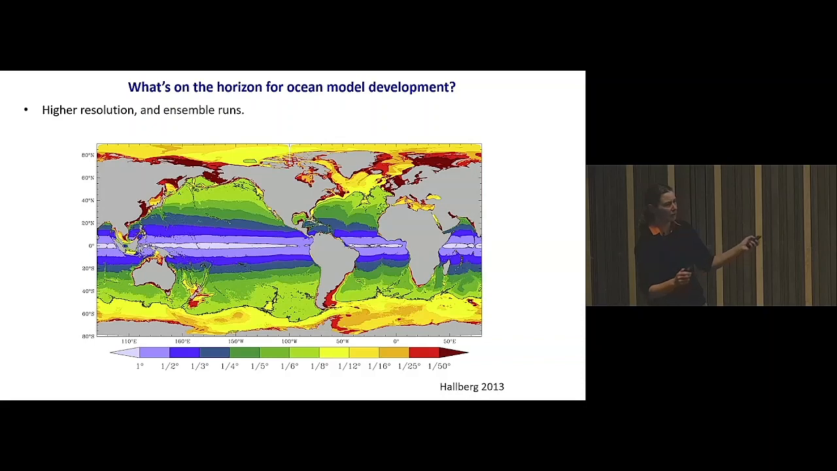The other thing that we can do as we have more computer power is ensemble runs, so to try and separate out the variability from the climate trends. If we run a whole bunch of different simulations starting from different initial conditions, that's very useful.